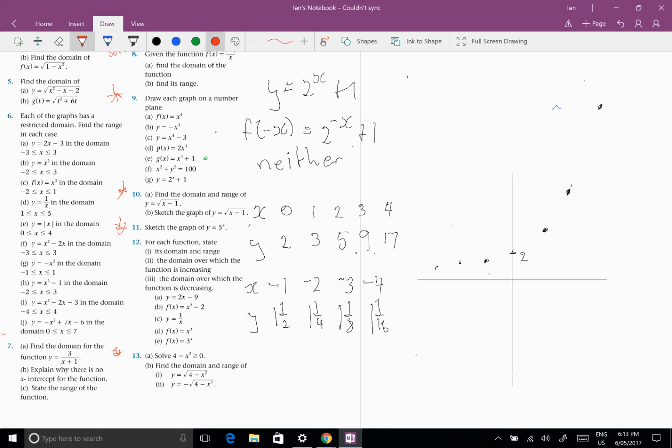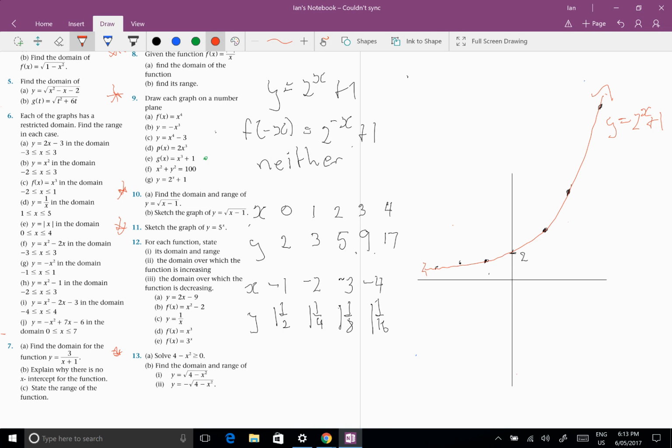And if I join these up, okay, there's my y equals 2 to the x plus 1. And it's going through 2, so I've got my intercept. It's all looking pretty good. But there's one thing that I need to add.